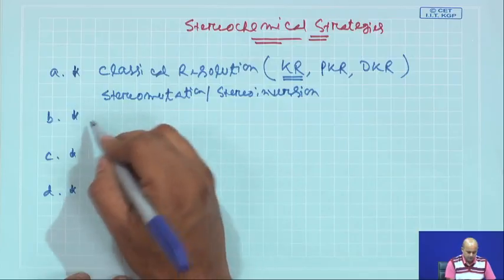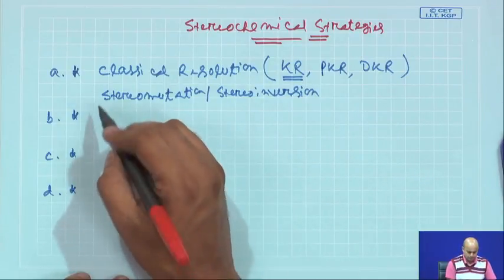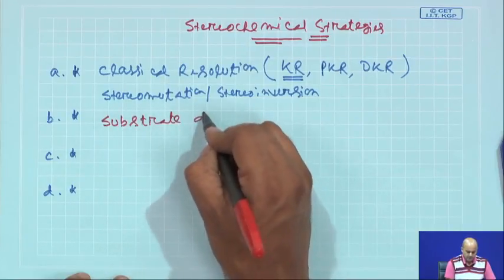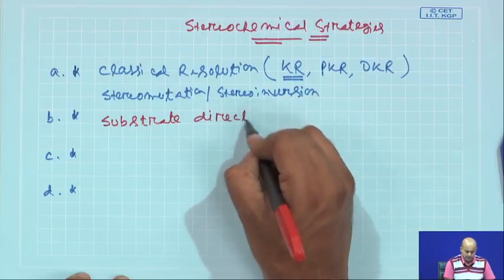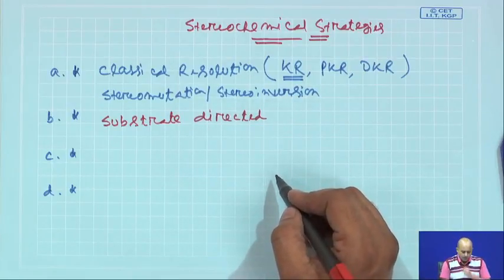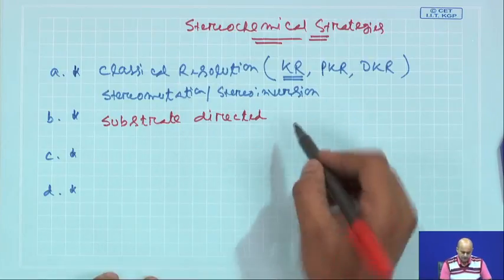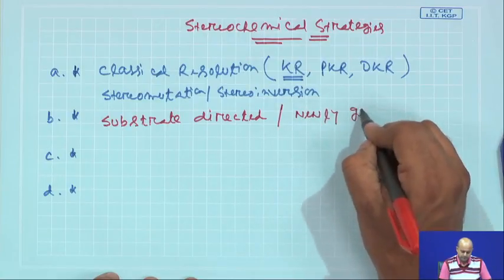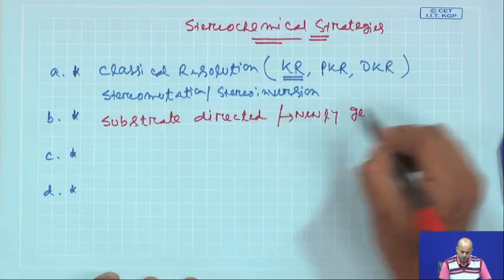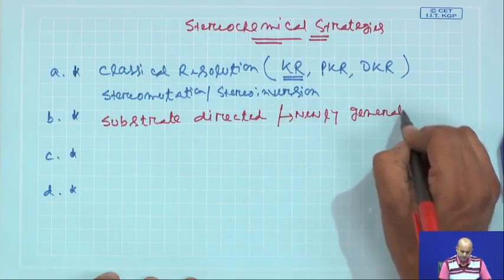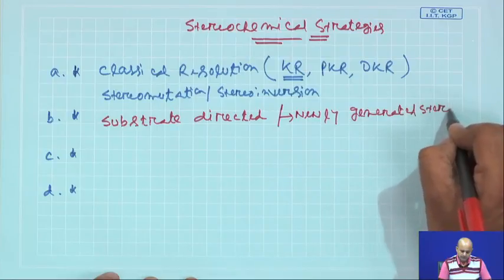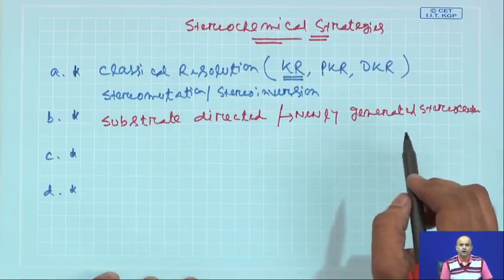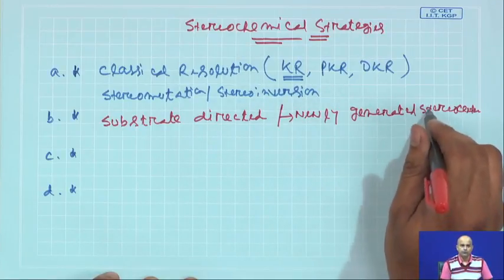Then the second part, which is very well known, is a substrate directed strategy, which means that your starting material has existing stereocenters. Based on these existing stereocenters, your newly generated stereocenters can be created. So it is basically a substrate directed approach to newly generated stereocenters. If the substrate has a pre-existing stereocenter, you can use that to bring new stereocenters into the given molecule.